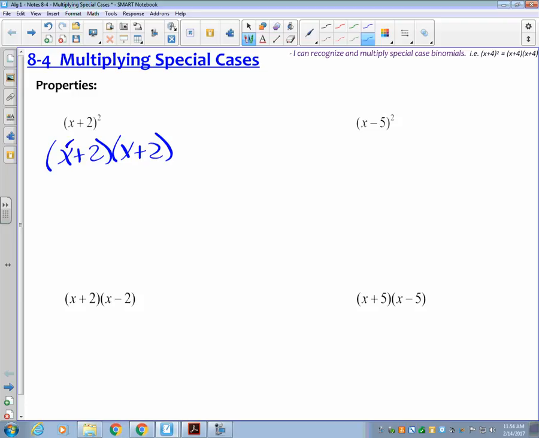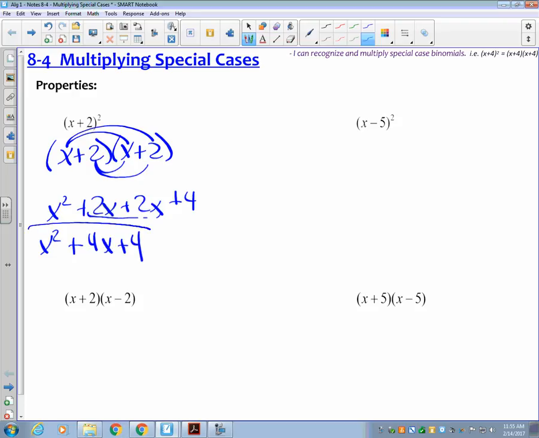I'm going to FOIL it out. So x times x gives us x squared. X times 2 gives us 2x. 2 times x gives us 2x. And 2 times 2 gives us 4. So the reason this isn't x squared plus 4 is because of these middle terms that happen. So the real answer is x squared plus 4x plus 4.